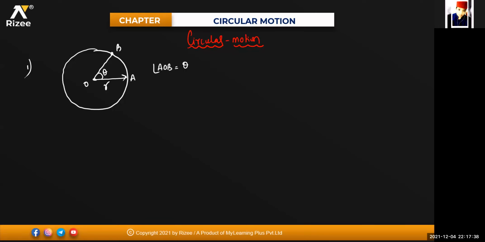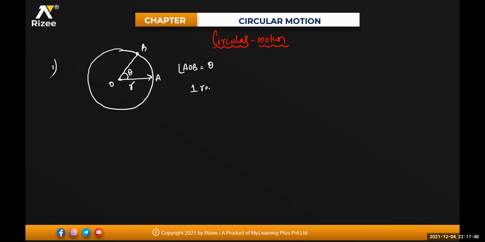This theta is known as your angular displacement. Theta is known as what, beta? Angular displacement. You know that one complete revolution is equal to 360 degrees, or that will be equal to 2 pi radians.